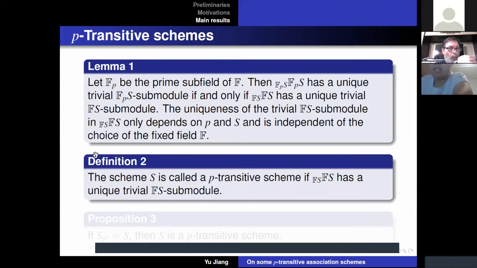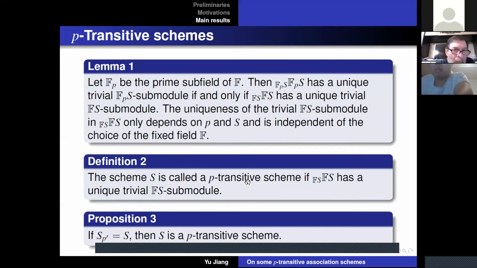Now we have the definition. The scheme S is called a p-transitive scheme if the regular FS-module has a unique trivial FS-submodule. We are interested in this kind of scheme. Firstly, we have an easy proposition. If O_p'(S) equals S, in which case S is usually called a p'-valenced association scheme, then S is a p-transitive scheme. Just by computation, we know this proposition.